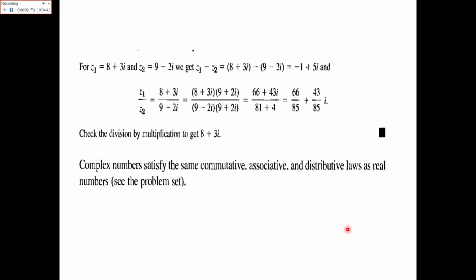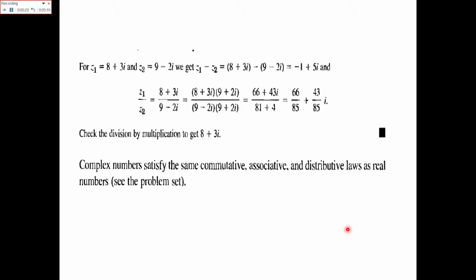Here is the given question where z1 is equals to 8 plus 3 iota and z2 is equals to 9 minus 2 iota. So you are asked to subtract them. What you will do? 8 plus 3 iota minus 9 minus 2 iota. So 8 minus 9 is minus 1, and 3 iota minus minus becomes plus, so it will become 5 iota.